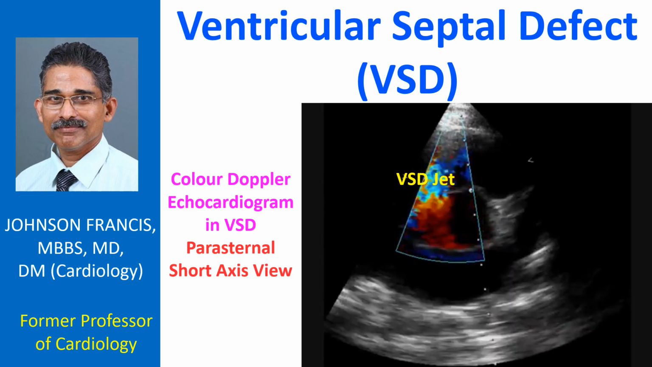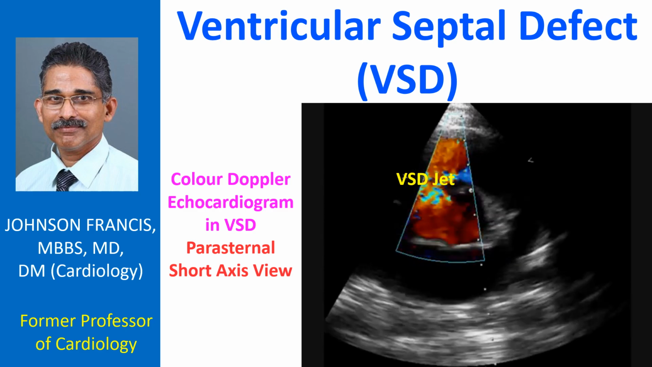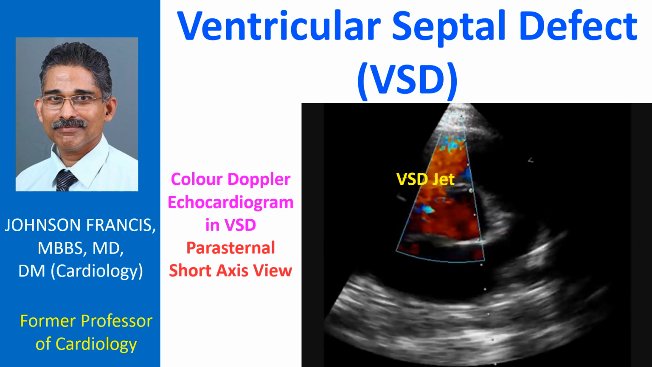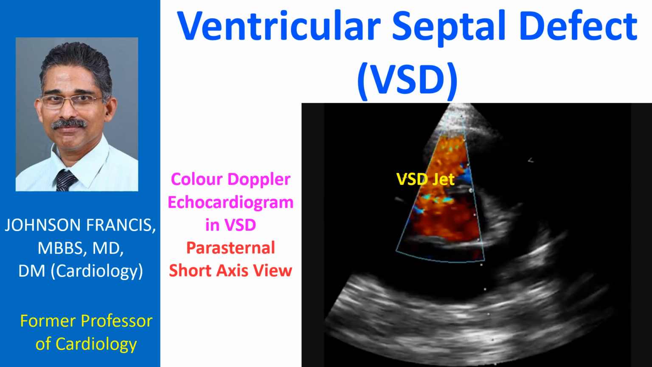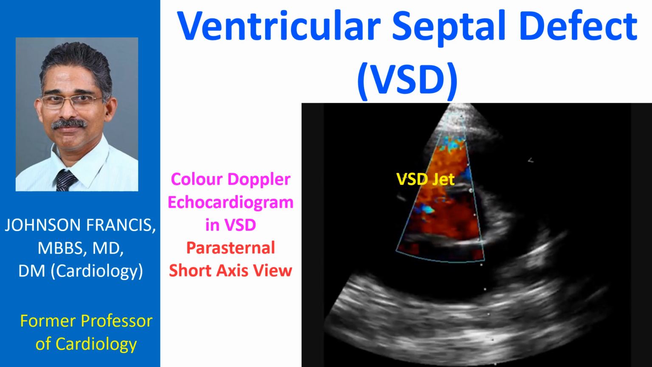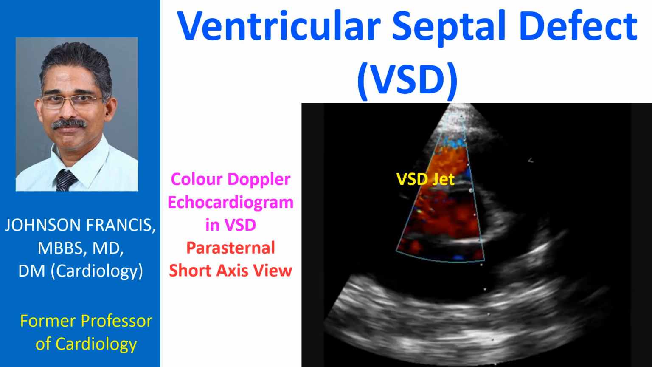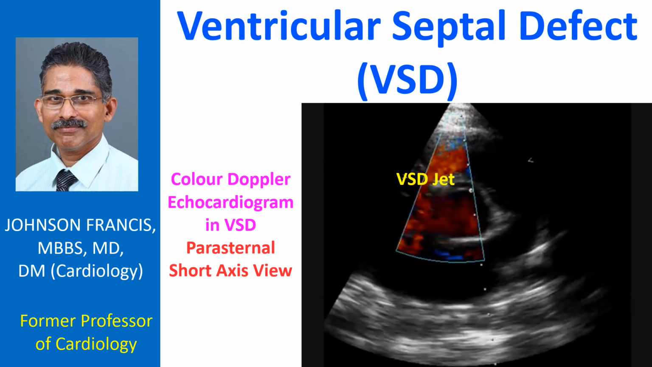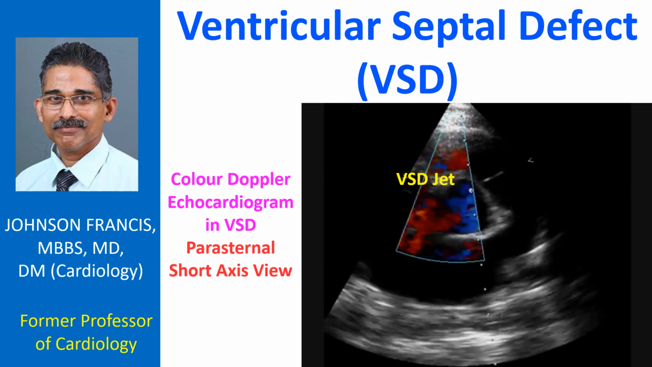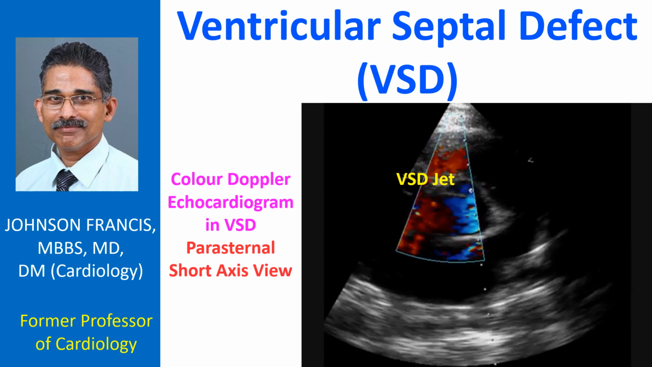Ventricular septal defect causes a high velocity jet of blood to flow from the left ventricle to the right ventricle, as the pressure in the left ventricle is higher. If the ventricular septal defect is large, the left to right shunt is high and can cause overloading and failure of the left ventricle. Large ventricular septal defect is an important cause of heart failure in infancy.